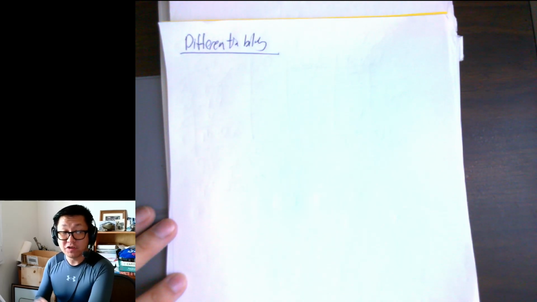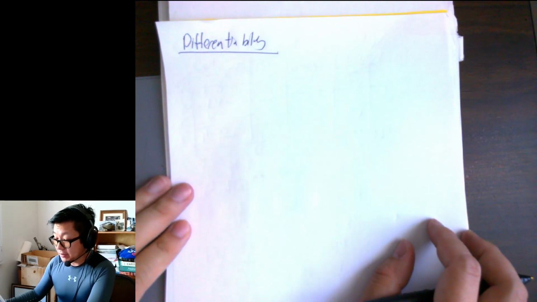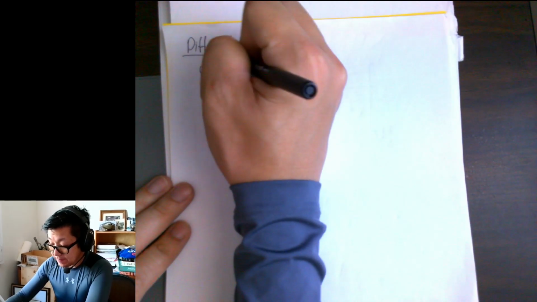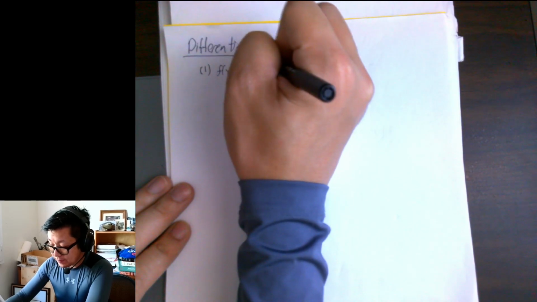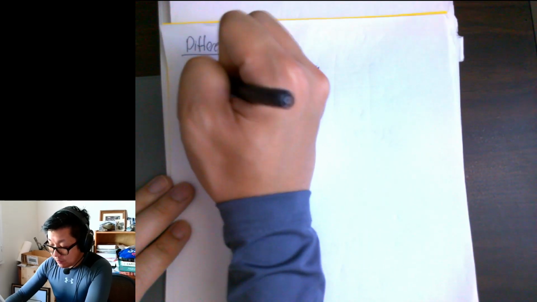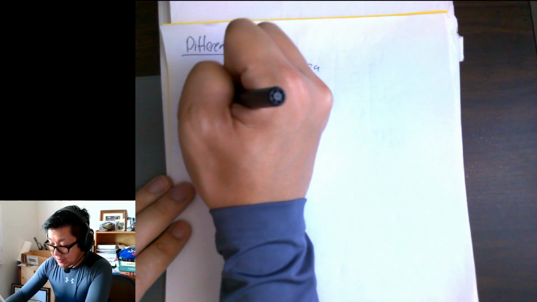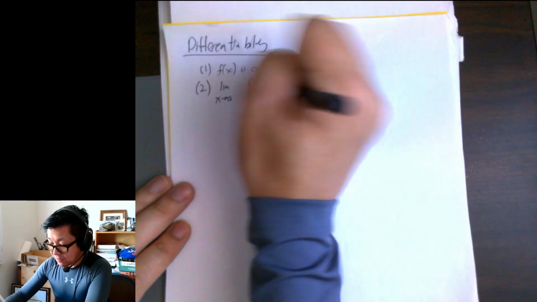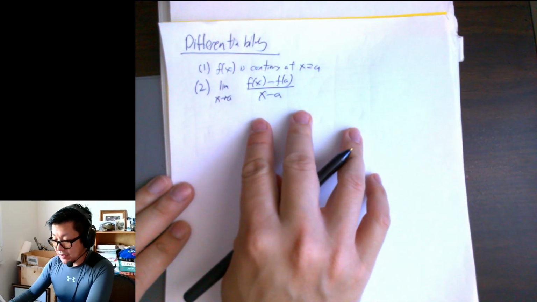What does it mean for a function to be differentiable at a point? Well, we need a couple things. We do need that the function is continuous. And then what we need is the two-sided limit to exist. So in other words, the limit as x approaches a of f of x minus f of a over x minus a exists.